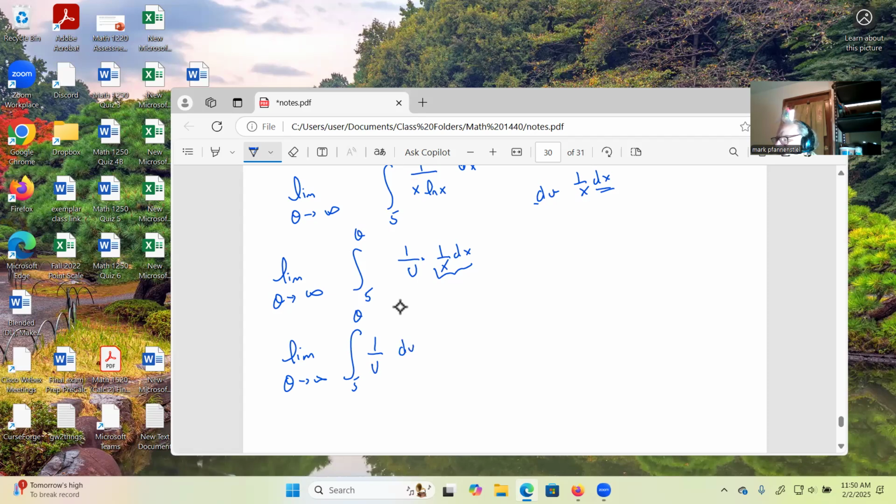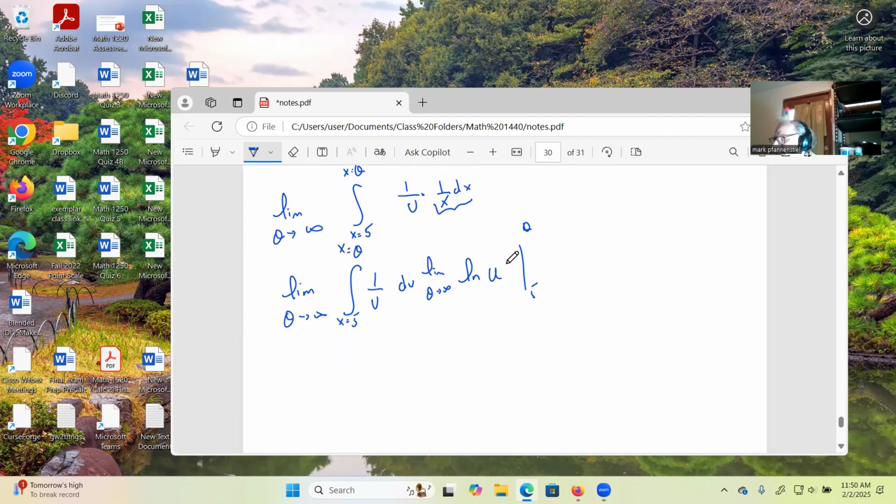So this is going to be natural log of u going from 5 to theta, limit as theta goes to infinity. Now, technically, I really should have changed my limits to use u limits rather than x limits. This is still x equals. You might want to leave a little x here so that you remember that these are x limits. So you know you have to go back. A lot of times I would prefer to change my limits to u limits rather than x limits, but in this case, we're not doing that.